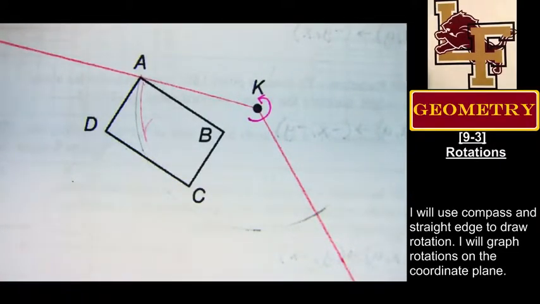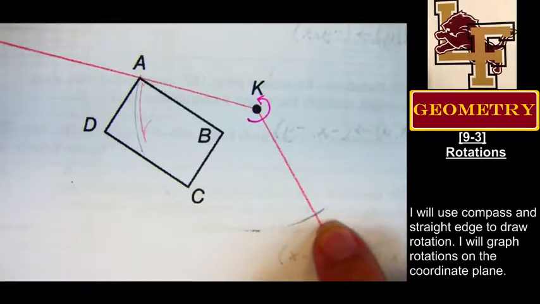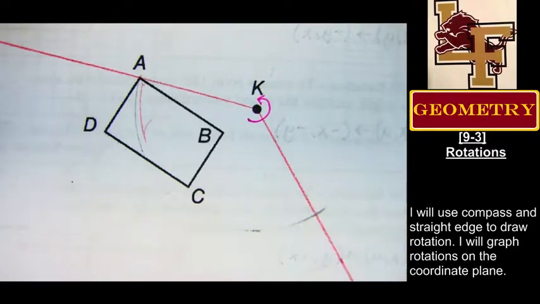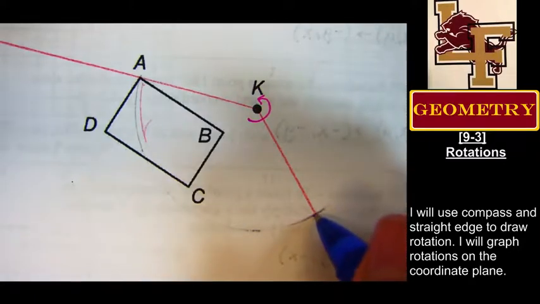Notice that I didn't mark darkly. Darkly, is that a word? It's not a dark mark. I didn't even make a complete circle. You don't have to. Make as much of a mark as you need in order to get this to cross. This intersection is A prime.